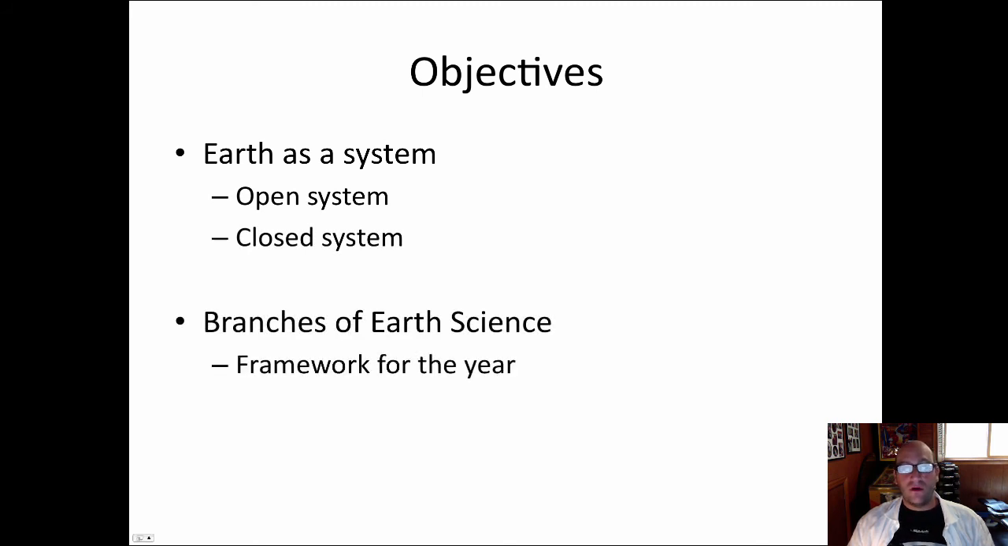Now, one thing I want you to notice about that framework is everything builds on top of one another. I kept on saying how one topic relates to another, and that's the way Earth science works. There's nothing we're going to study that's stranded, that's by itself. It all links together in one complete system.